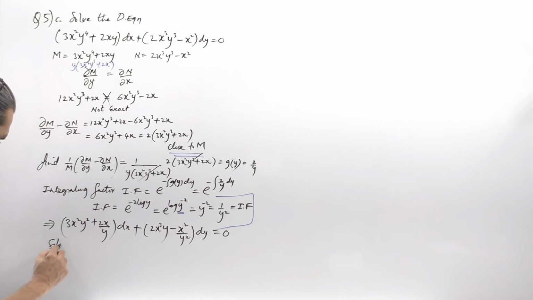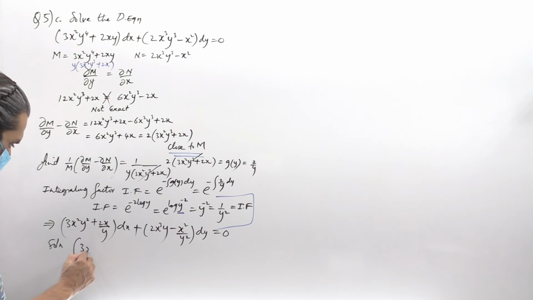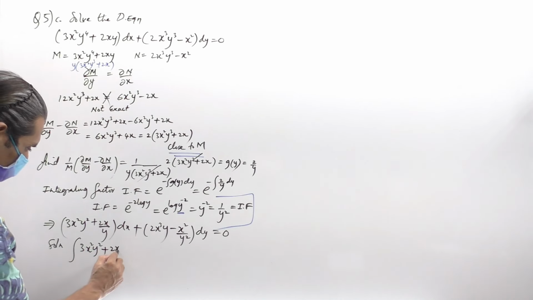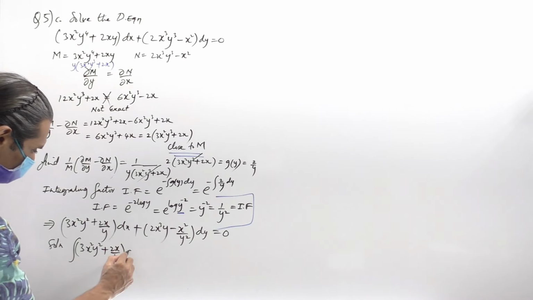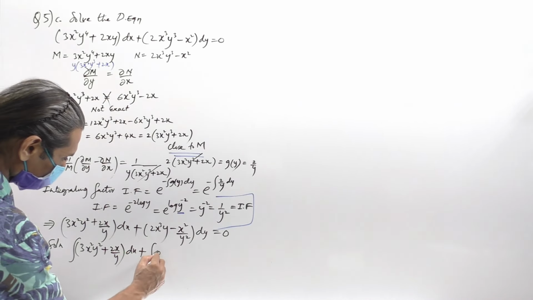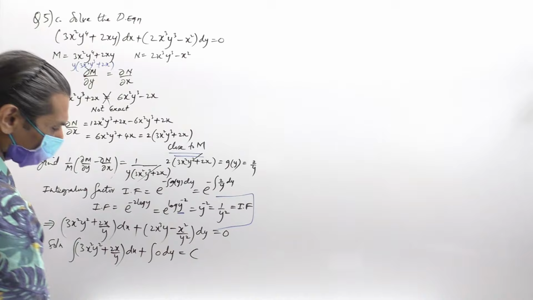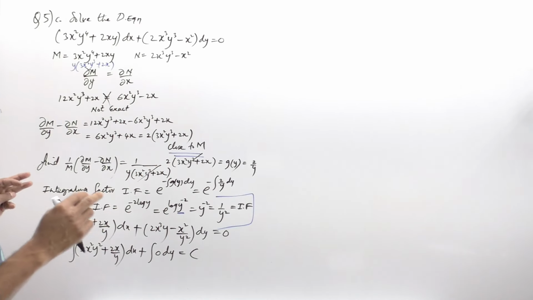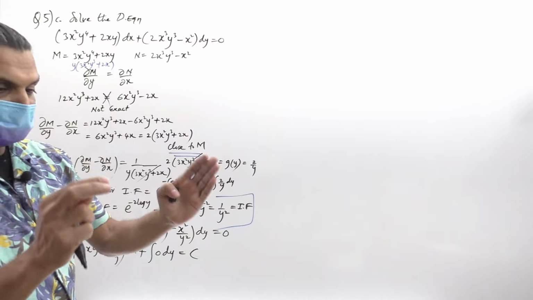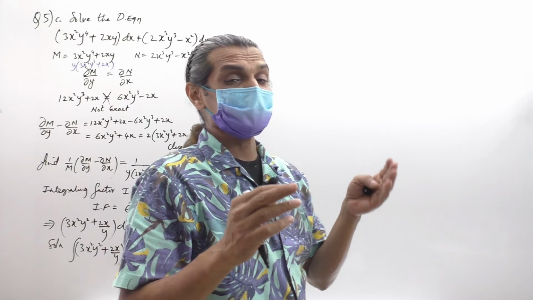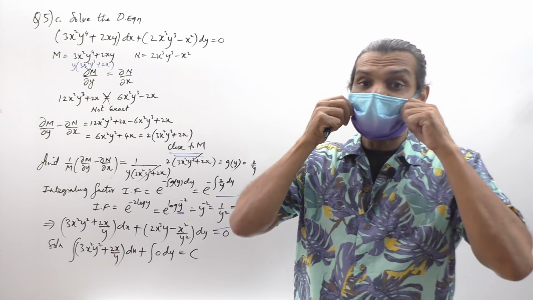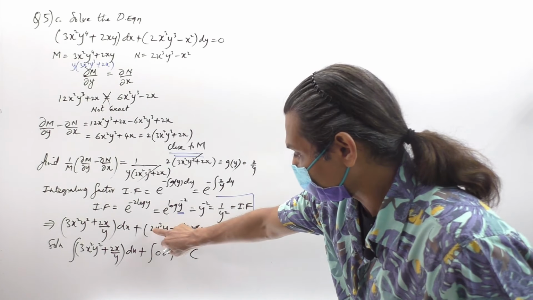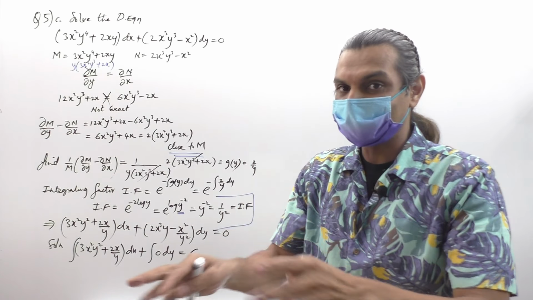Therefore, the solution now is integration of 3x square y square plus 2x by y dx plus 0 dy is equal to c. Why 0 dy? Because the solution for an exact differential equation is integration of M dx plus integration of those terms of N only containing y terms or constants, no x term allowed. See, in this there are x terms, so it is 0, we don't take anything.